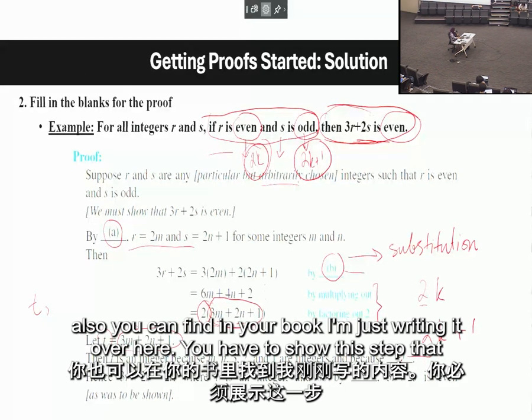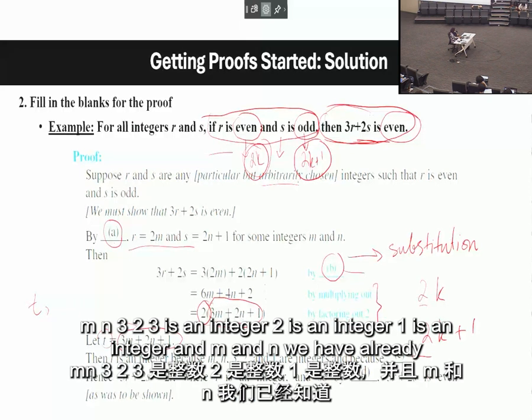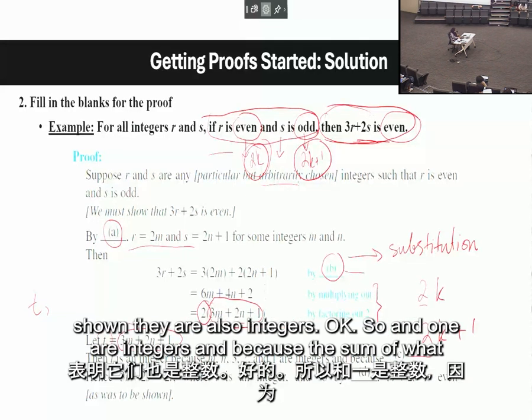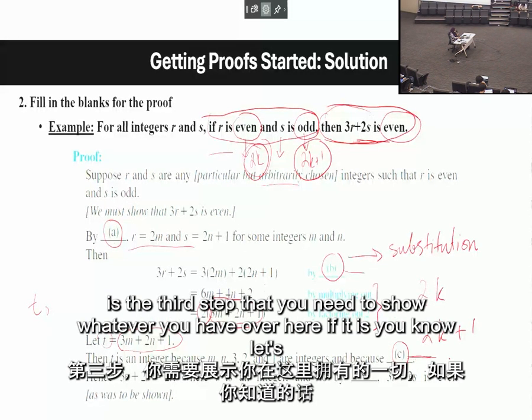You have to show this step: in this case, for example, we assign this expression to integer t. Then t is an integer because m, n, 3, 2, and 1 are integers. 3 is an integer, 2 is an integer, 1 is an integer, and m and n we have already shown are also integers. And because the sum of integers is an integer. So this is the third step that you need to show.